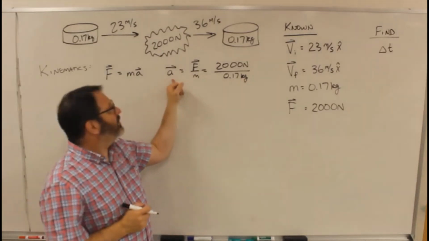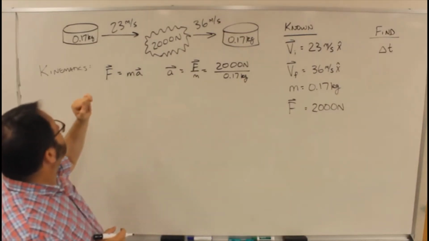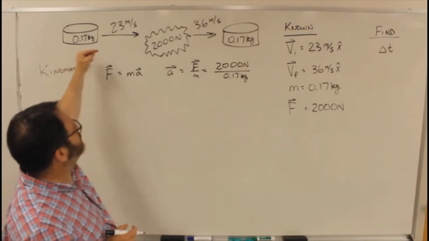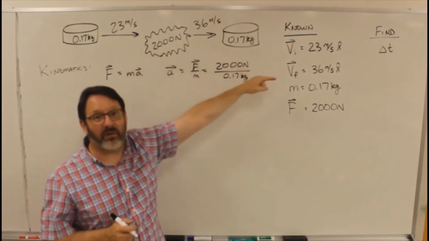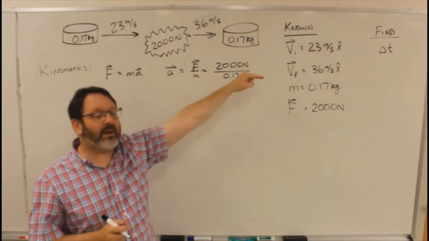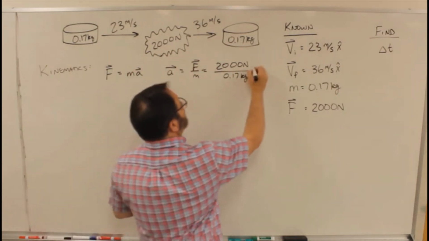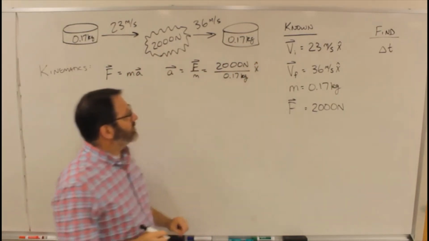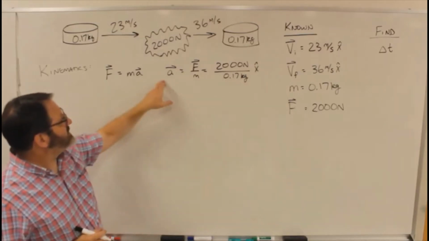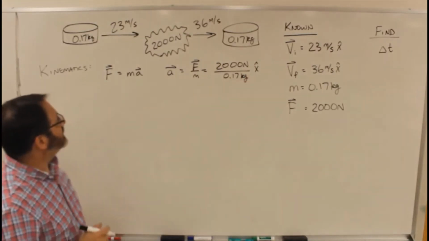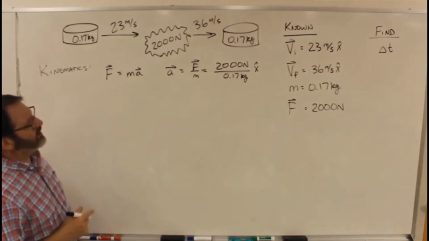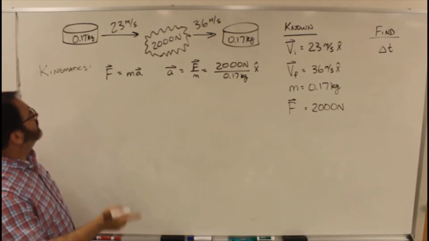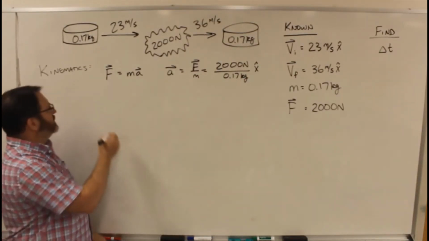Acceleration is a vector. What direction is that force? Well, if something's moving this way and then it's moving faster that way, it means it accelerated that way, so the force must have been in the x direction. All right, so that's the acceleration. So we have that. But we're not looking for that. We're looking for time. We also have initial and final velocities.